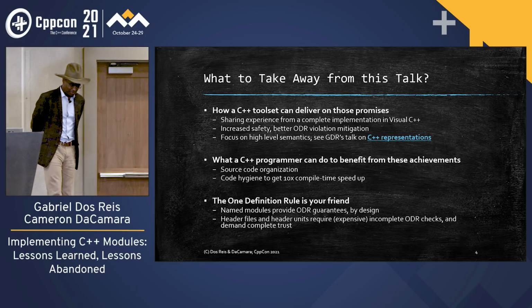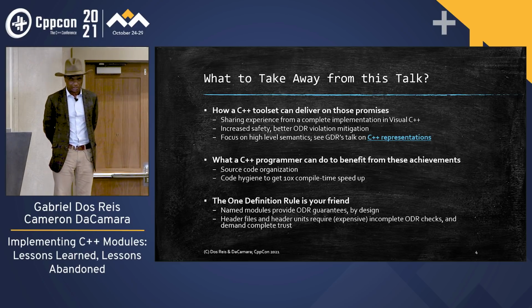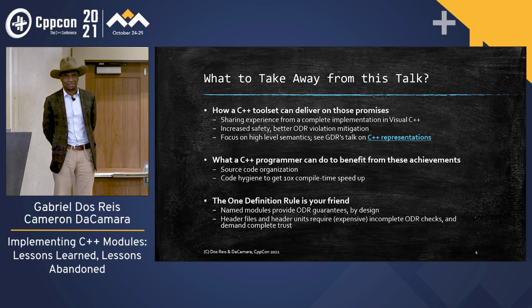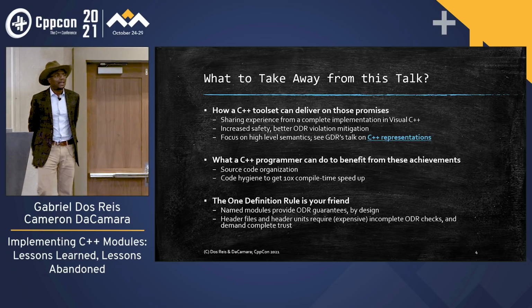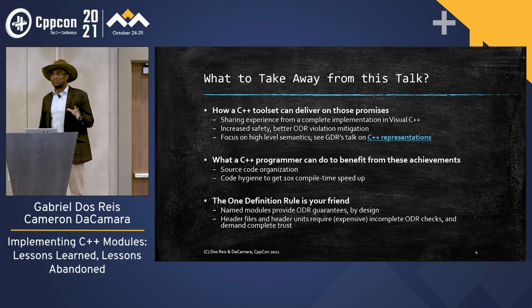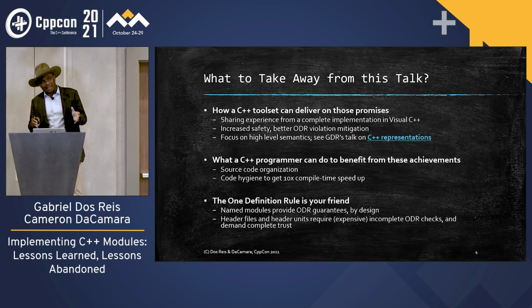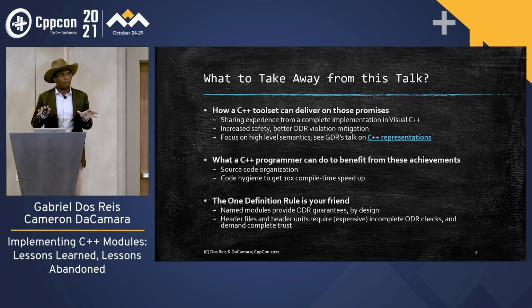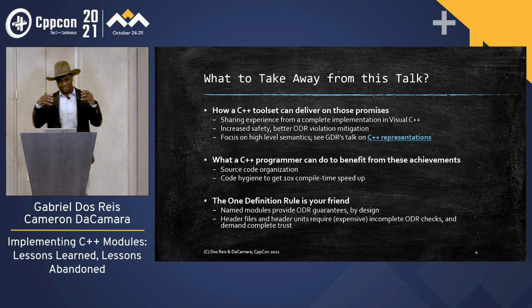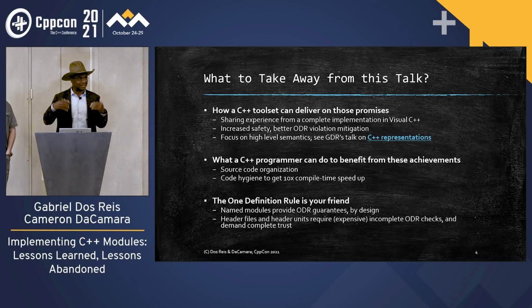So there are various lessons to get from this talk. Some are directed to C++ toolset implementers, and others are directed to C++ users. The first is, as a C++ toolset developer, what can you do to make good on those promises that we made 6 years ago? I'll share some stories here. And knowing that, as a C++ developer, what can you do to take advantage of the fact that the toolset can actually make good on those promises? Those are the things that I want you to take away from this talk.